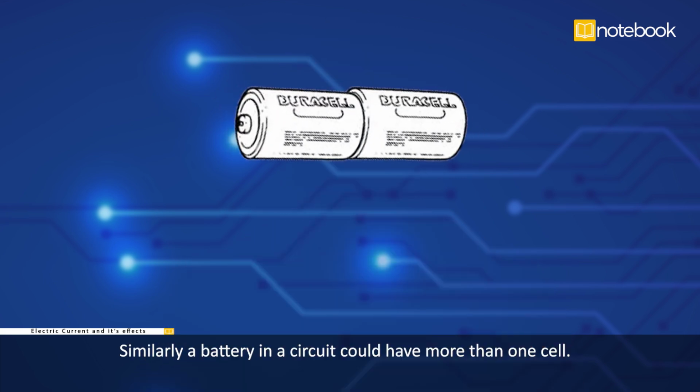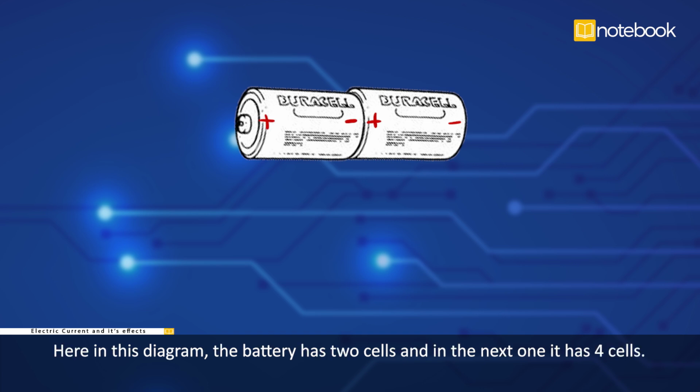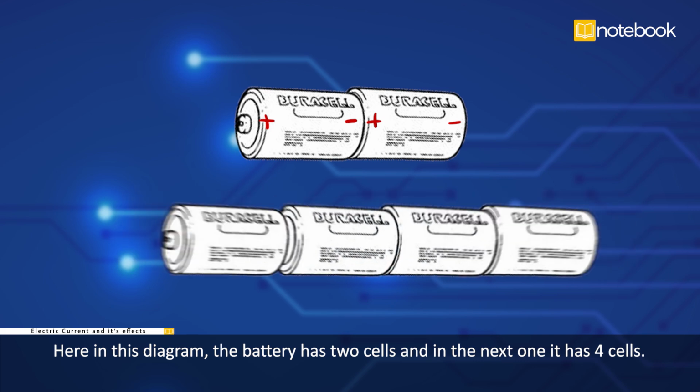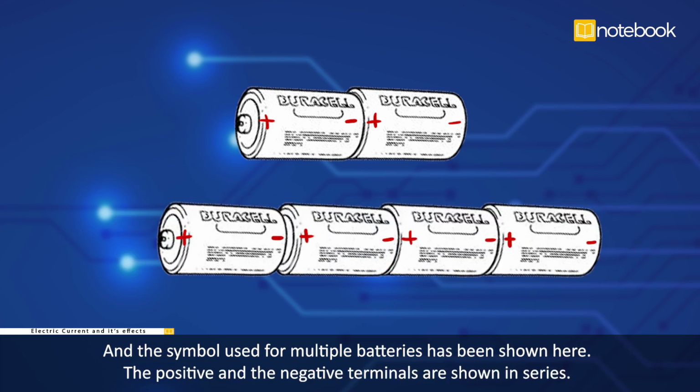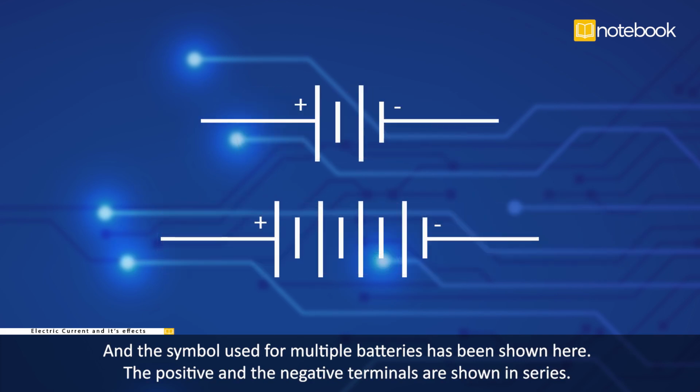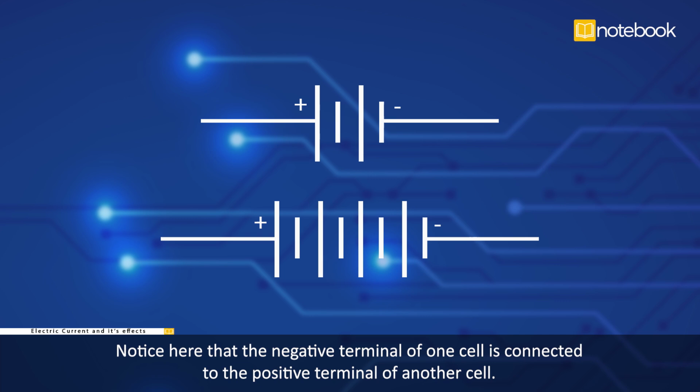Similarly, a battery in a circuit could have more than one cell. Here in this diagram, the battery has 2 cells, and in the next one, it has 4 cells. And the symbol used for multiple batteries has been shown here. The positive and negative terminals are shown in series. Notice here that the negative terminal of one cell is connected to the positive terminal of the other cell.